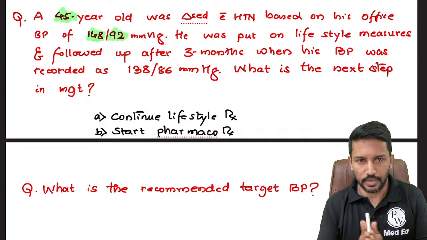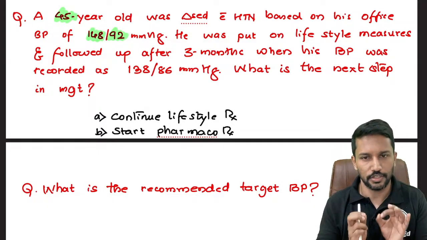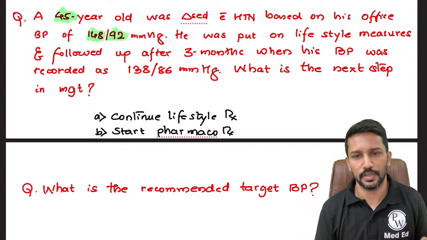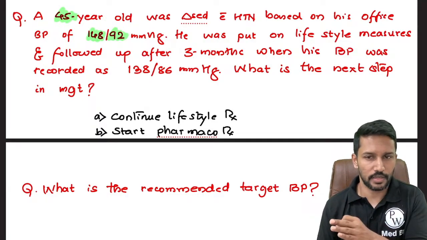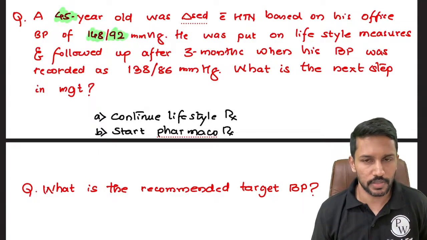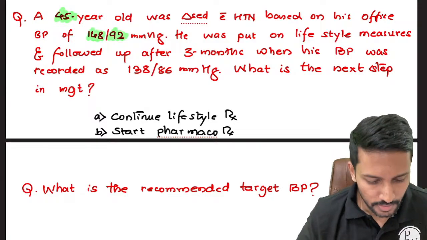What do you think should be done? A 45-year-old, initial office BP 140/90 plus is hypertension, so he is hypertensive. It is not more than 150 or 95, and there is no cardiovascular disease, so obviously lifestyle modification will be the first step. Step done, 3 months followed up, we know the BP. What should be the next step?